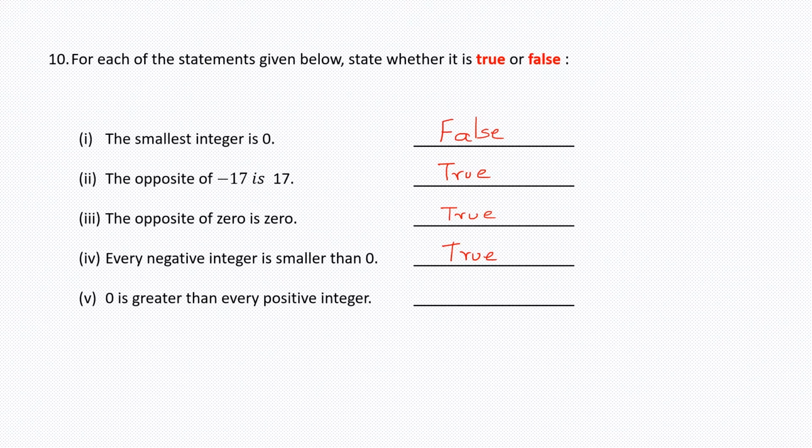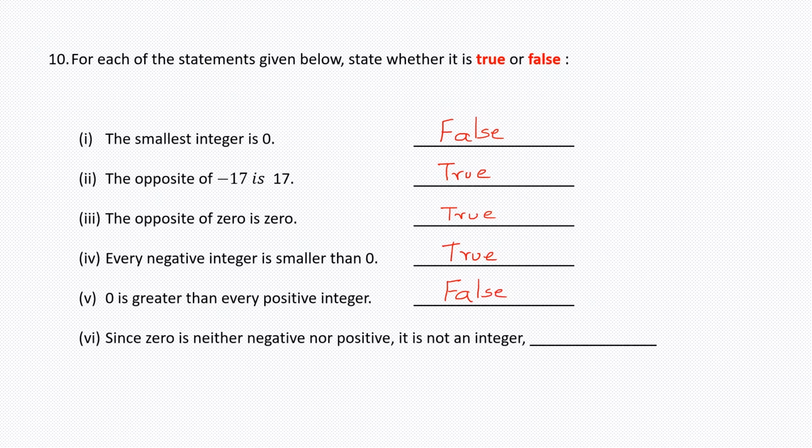0 is greater than every positive integer. That's false because 0 is on the left of the positive integers. So that statement is false. Since 0 is neither negative nor positive, it is not an integer. That's not true. 0 might not be negative nor positive, but 0 is an integer. So this statement is false.